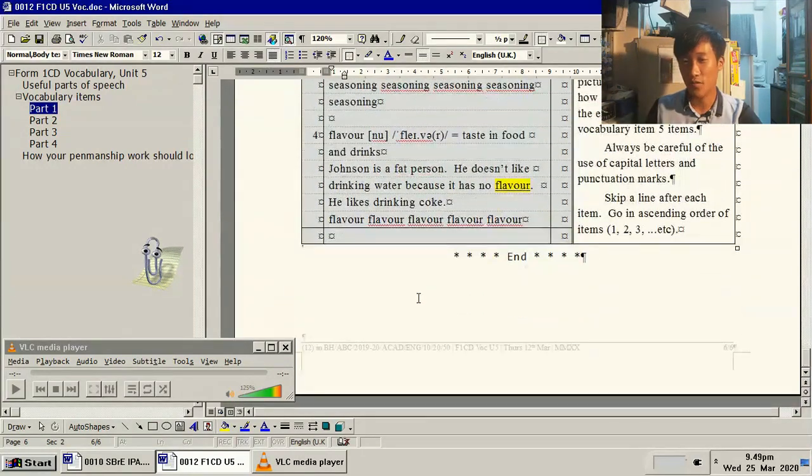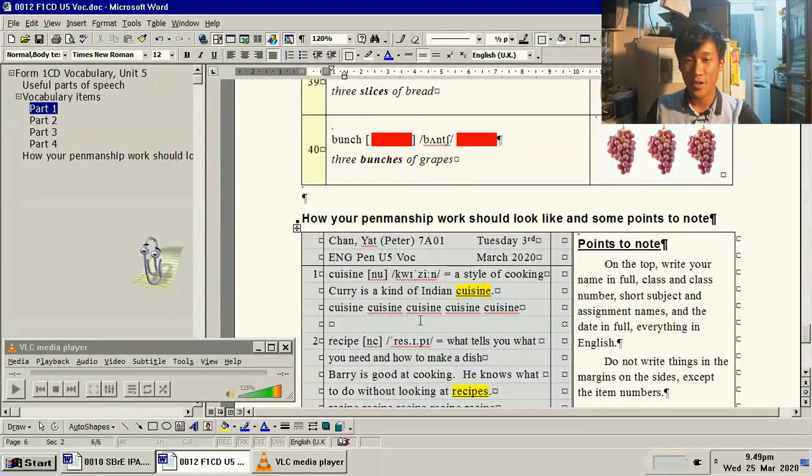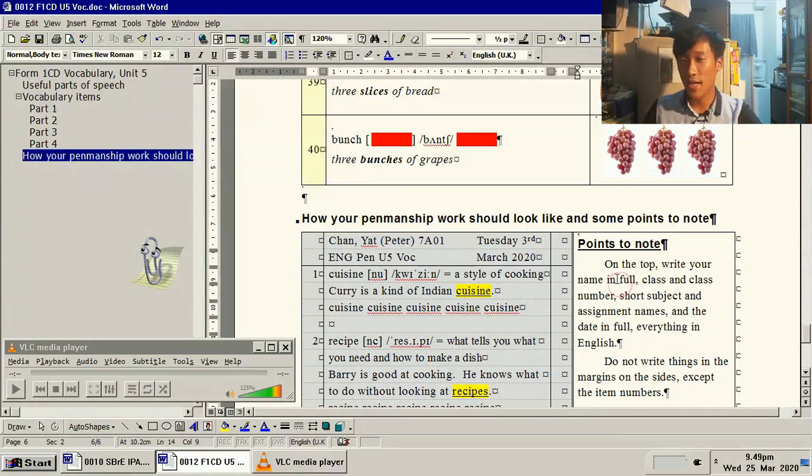Let's turn to page 6 of your vocabulary notes. So, how your penmanship work should look like and some points to note. What do you need to know? On the top, write your name in full, class and class number, short subject and assignment names, and the date in full, everything in English.